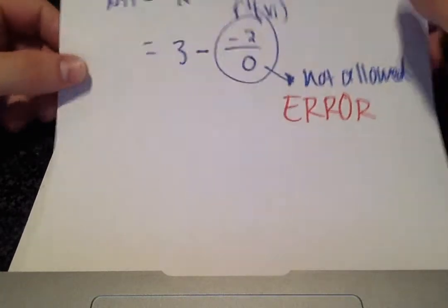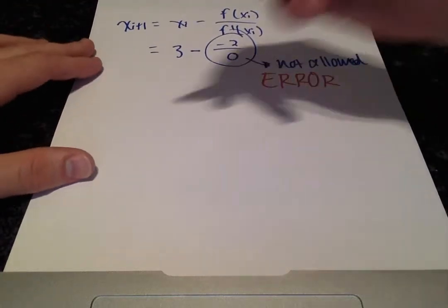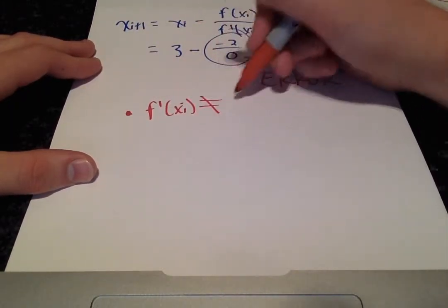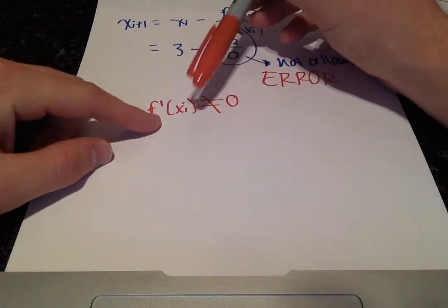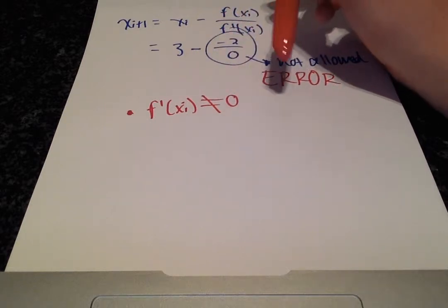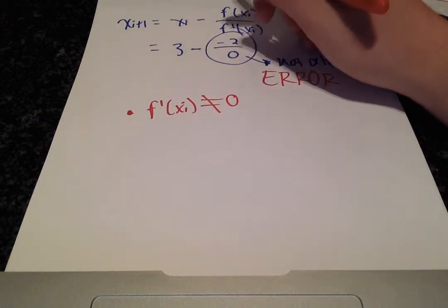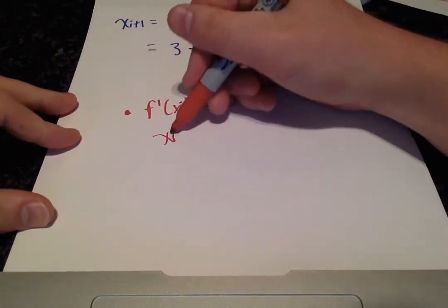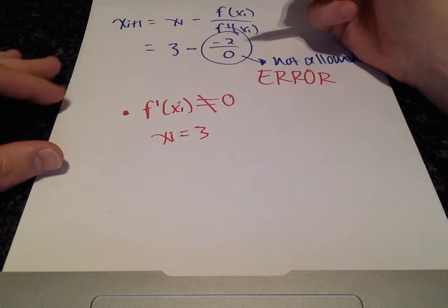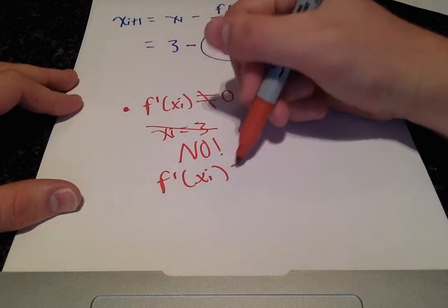So what I want you to take out of this video, or one important thing about the Newton-Raphson method, is that f prime of x sub i cannot equal 0. If you start with an initial guess and the slope is equal to 0, then you cannot use this method with that starting value. You have to pick a new initial guess. So when they asked if x sub i equals 3 is a good initial guess, why or why not, your answer should be no. f prime of x sub i cannot equal 0.